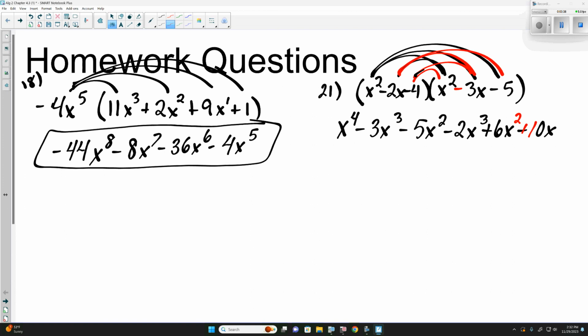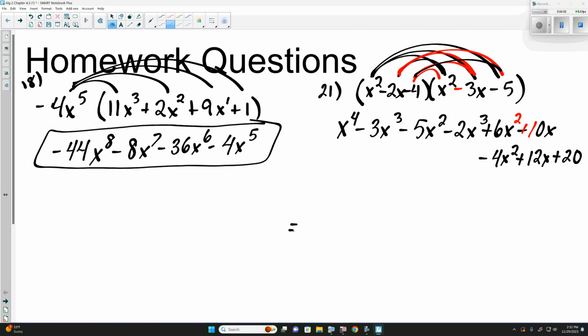And lastly, we multiply through by negative 4. Negative 4 times x squared is, well, negative 4x squared. Negative 4 times negative 3x is plus 12x. And negative 4 times negative 5 would be plus 20. I just ran out of room.